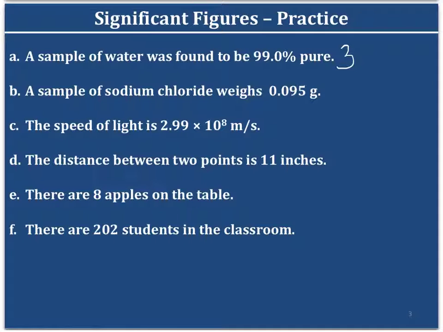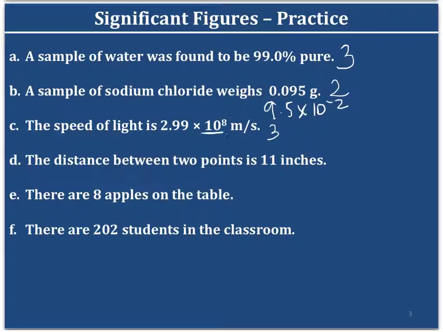All right, sample of sodium chloride weighs 0.095 grams. These are leading zeros. Leading zeros are never significant, so 2 sig figs. And remember, we could have rewritten this as 9.5 times 10 to the negative 2 to get rid of those zeros. The speed of light is 2.99 times 10 to the 8th meters per second, so we don't have any zeros in that, so it's 3.